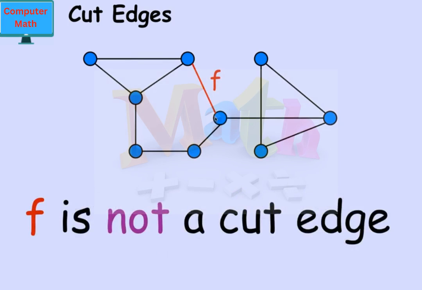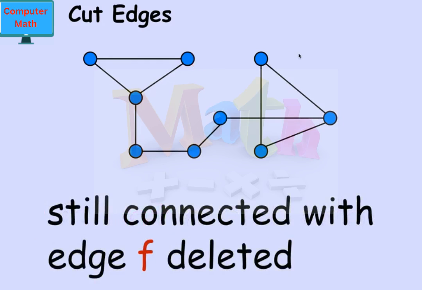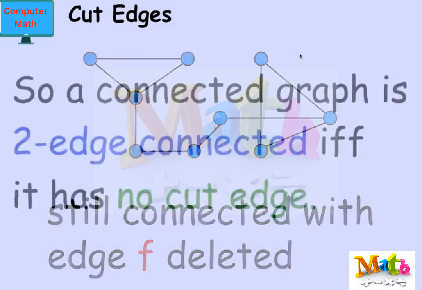F is not a cut edge because even if I delete edge F, there is in fact still a path from every vertex to every other vertex here, so that F is not disconnecting anything. And as I say, it's still connected after you delete it.